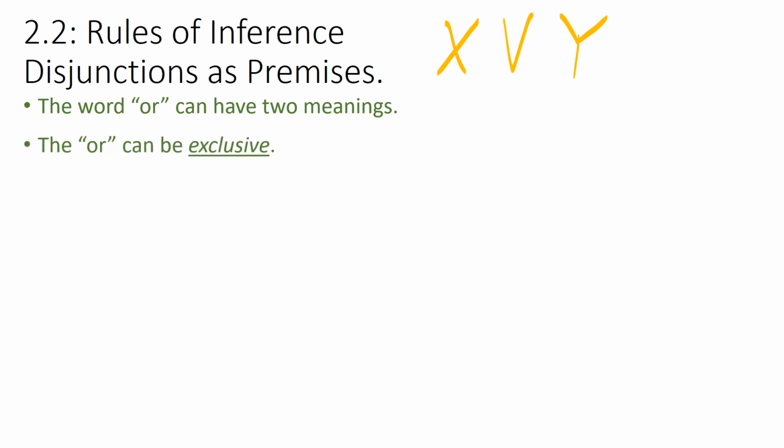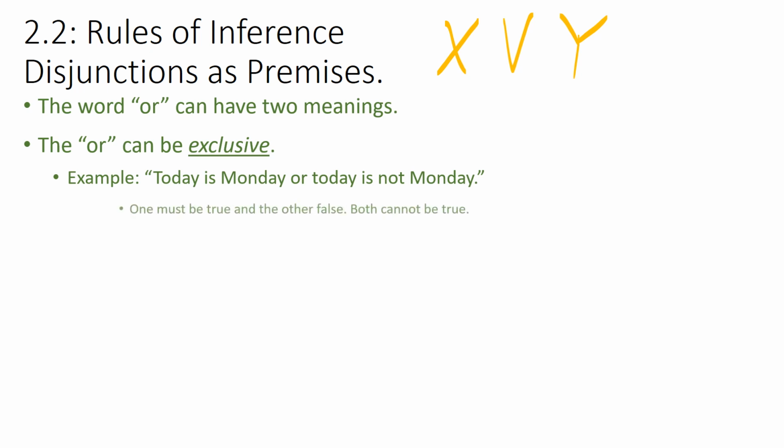On the one hand, the or can be exclusive. And indeed, in everyday language, in ordinary conversation, we often use the or in an exclusive sense. For example, today is Monday, or today is not Monday. One must be true and the other false. Both cannot be true. It either is Monday or it isn't, and that's that.